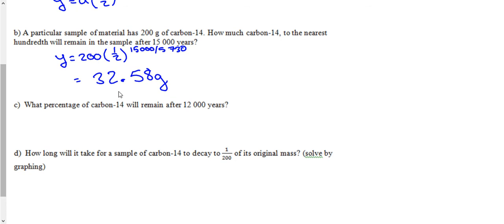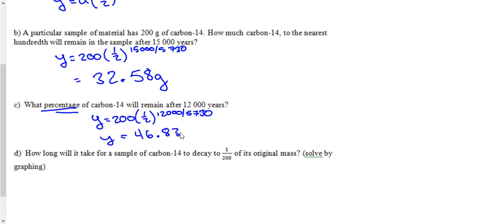On this part C, it's asking you what percentage, keyword percentage, will remain after this time period has passed. So again, we're going to probably start off with our initial amount because it doesn't tell us our initial. So let's start off with our 200. So y equals 200 times 1/2 to the 12,000 this time, 12,000 over that 5730. So here, what's left over for our sample, we're left over with a sample of 46.83827 grams. That's what's left over.